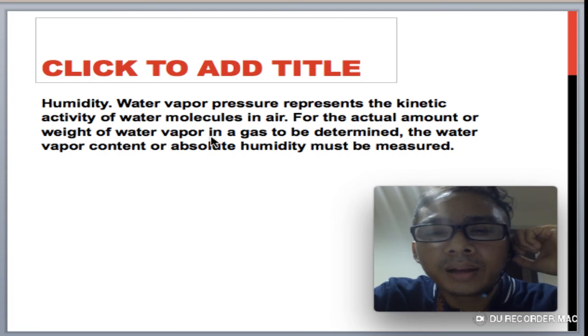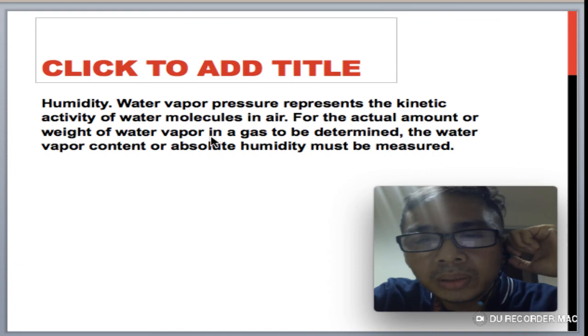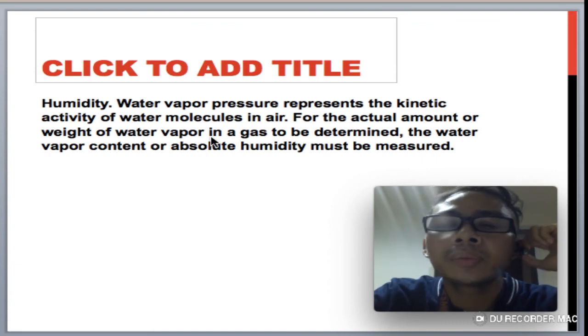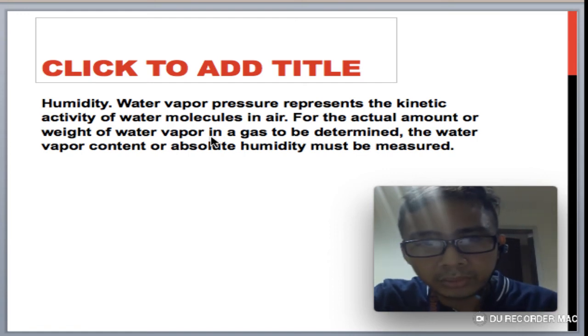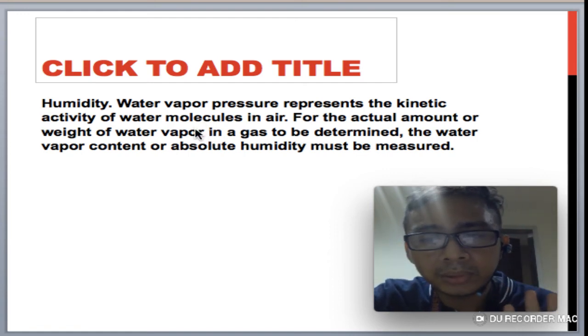For the actual amount of weight of water vapor in gas to be determined, the water vapor content or absolute humidity must be measured. So there are two types of humidity. As we go further in this discipline, we have the relative humidity, or RH, and the absolute humidity, or AH. That's all about humidity. We have absolute humidity and relative humidity.